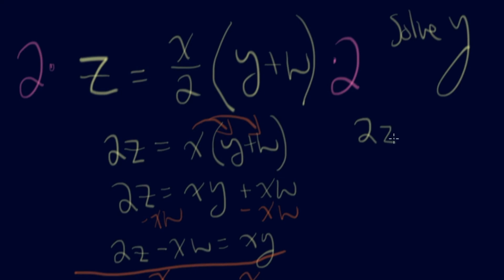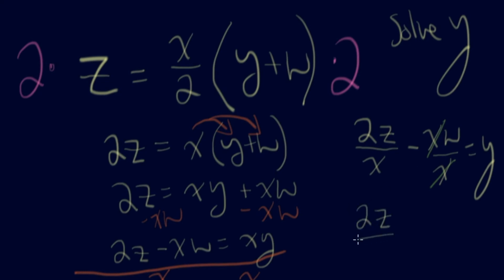Now, depending on your teacher, they may write it a couple of different ways. And this is pretty important. So 2z over x minus xw over x is equal to y. Now, if you have to simplify this, you should be asking, can I eliminate anything? Well, you could definitely eliminate the x's here. So your final answer would be 2z over x minus w is equal to y. Okay? And there you go. And that is transposing.